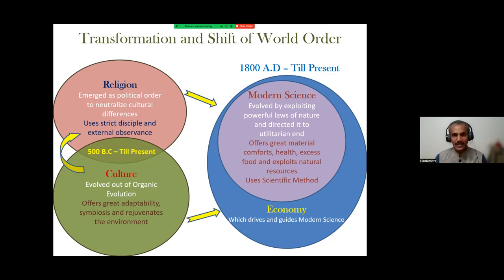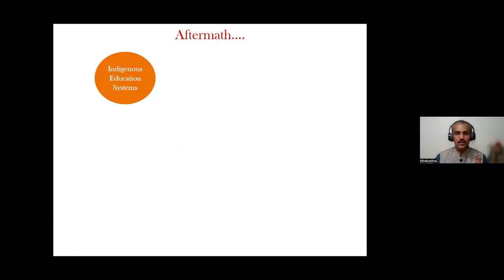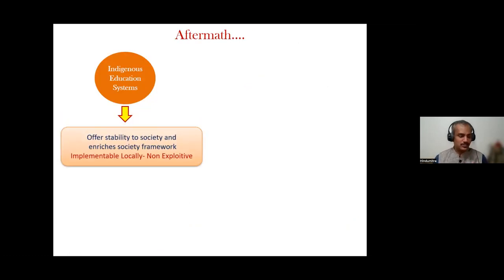To stabilize that, we created an economy which guides modern science. If there is a rich man who wants to spend money to travel to Mars, he puts a huge amount of money and all scientists go there to create a space vehicle for Mars, for example, what's happening in the case of Tesla. So this happened because there is a change in the education system.